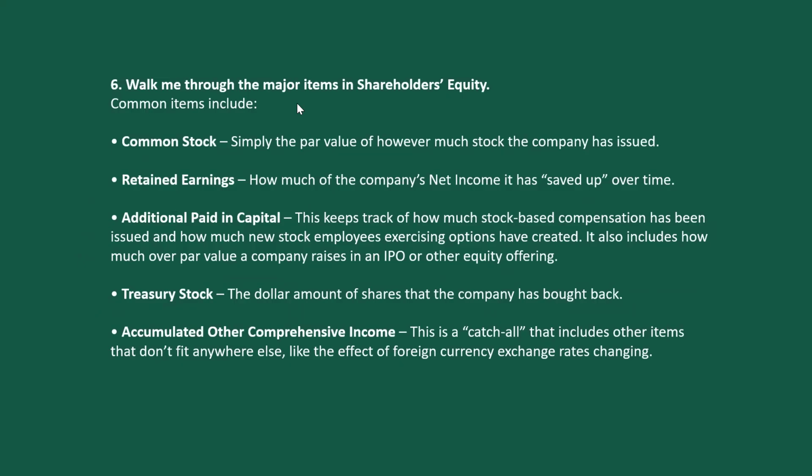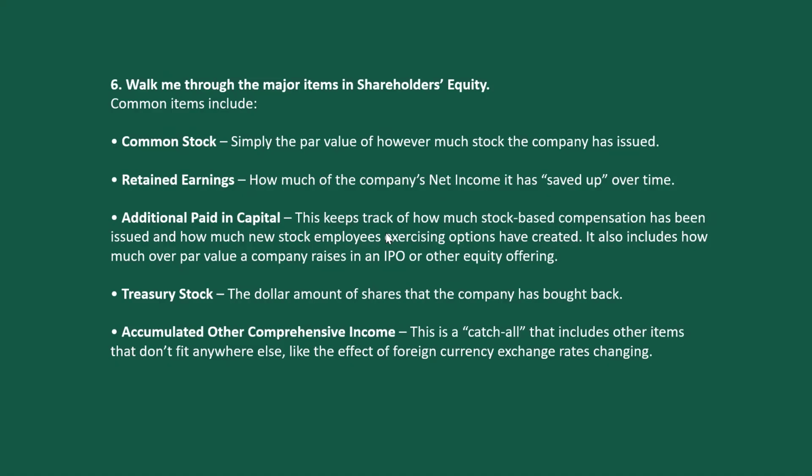Walk me through the major line items of your equity, and we have done that previously also. So the major line items are common stock, which is the par value of however much stock the company has issued, and retained earnings, which is how much of the company's net income it has saved up over time. Retained earnings is net income; we subtract the dividend, and the rest goes to retained earnings, or accumulated deficit, part of the shareholders' equity. Then additional paid in capital, also shortly called APIC.